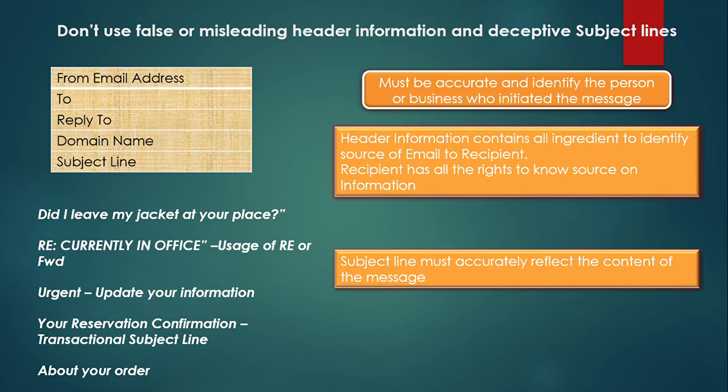Again, the second example is the use of "Re:" or "Fwd:". By looking at the subject line, you will think this is an ongoing email trail which you have been part of, and you'll want to open it. But unfortunately, when you open it, you will not find anything like that, only something else. Then "Urgent update information." The use of words like "urgent" compels you to open that email, but unfortunately, it's a spam trap which spammers use.